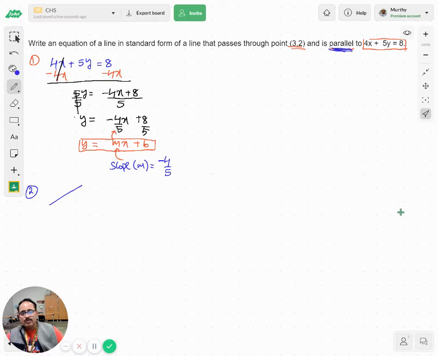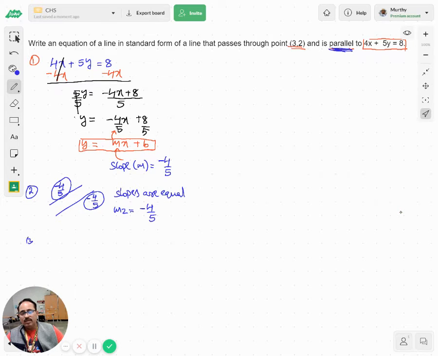So parallel lines means both the lines will have the same slope. So the first equation 4x plus 5y equals 8 has a slope of negative 4 over 5, and the new line equation also should have the same slope, because these two lines are parallel, therefore the slopes must be equal. Therefore, the new equation slope also should be the same, which is negative 4 over 5.